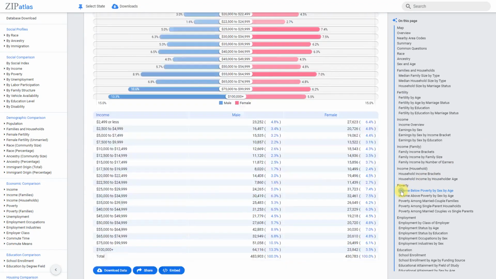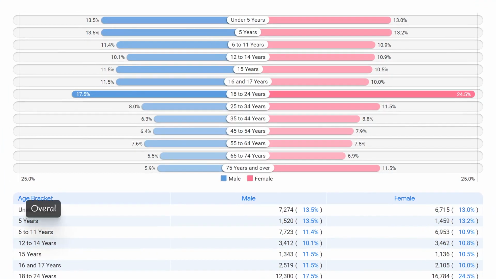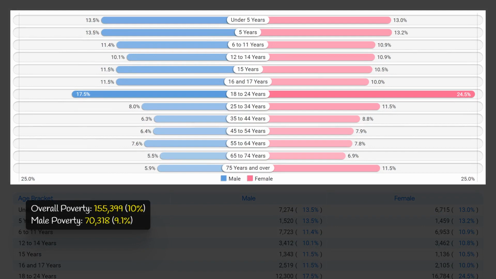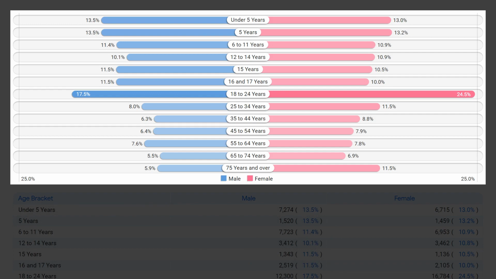Poverty remains a pressing issue in Area Code 402, Nebraska, with a total of 155,399 individuals living below the poverty line, accounting for 10% of the population. While the poverty rate in males is slightly lower at 9.1%, females in this area are significantly more affected by poverty at 11%. Among the age groups, individuals between 18 to 24 years old are the most vulnerable, with 17.5% of males and 24.5% of females falling below the poverty line. This indicates a need for targeted support and resources for this particular group who may be facing barriers such as limited job opportunities and lack of access to education and training.